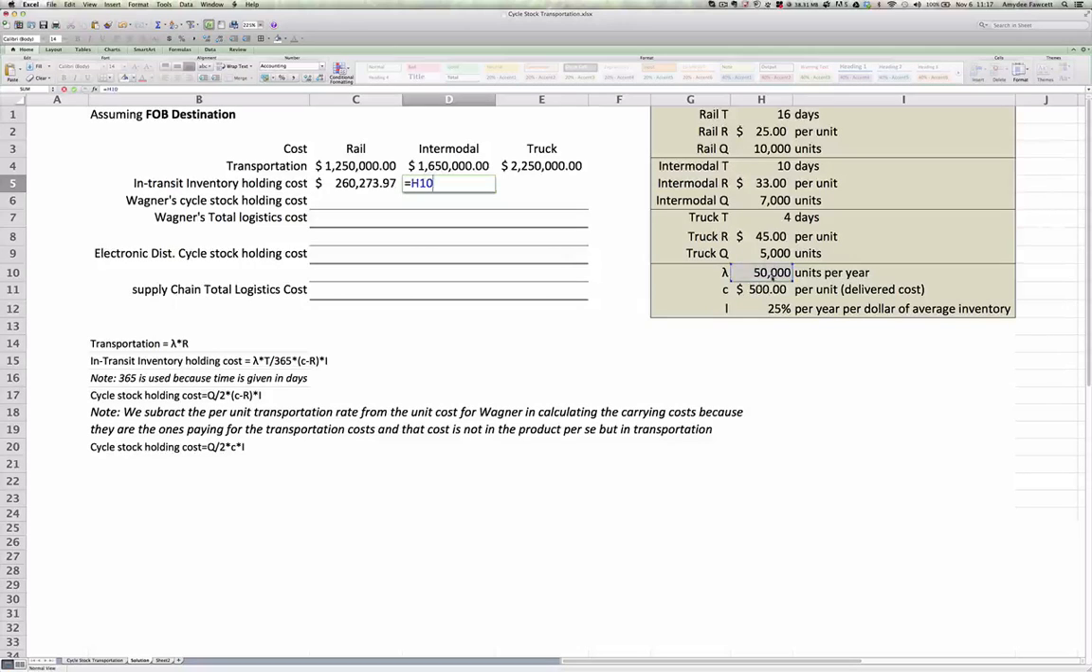And now we'll simply do the same things for the other modes as well. So for intermodal, again, we'll have all units at some point in transit inventory. We'll multiply that with the lead time, which in this case is 10 days divided by 365. Again, because we have to take into account that the inventory holding factor is per year and not per transit time. And then again, we multiply that with the unit cost net of transportation charges and multiply all that by the inventory holding cost factor per year.